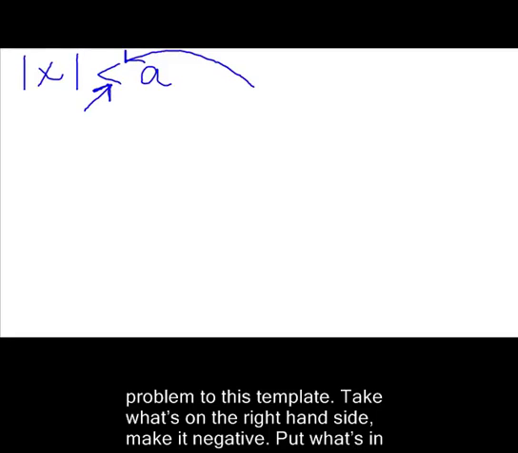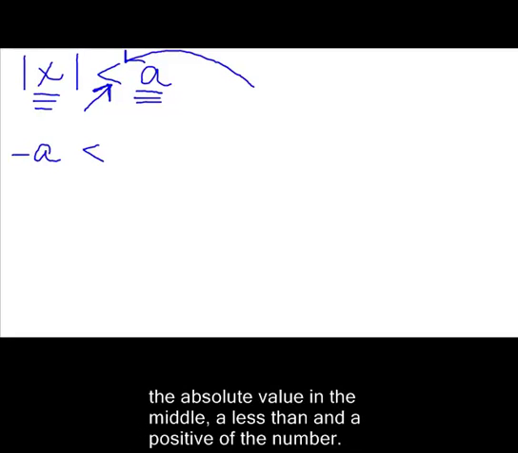Now, once the absolute value is by itself, if it is a less than, then you need to fit the problem to this template. You need to take whatever is on the right-hand side of the inequality, make it a negative, put that less than whatever's inside the absolute value, less than the positive of that number. And that's how you're going to start your problem.